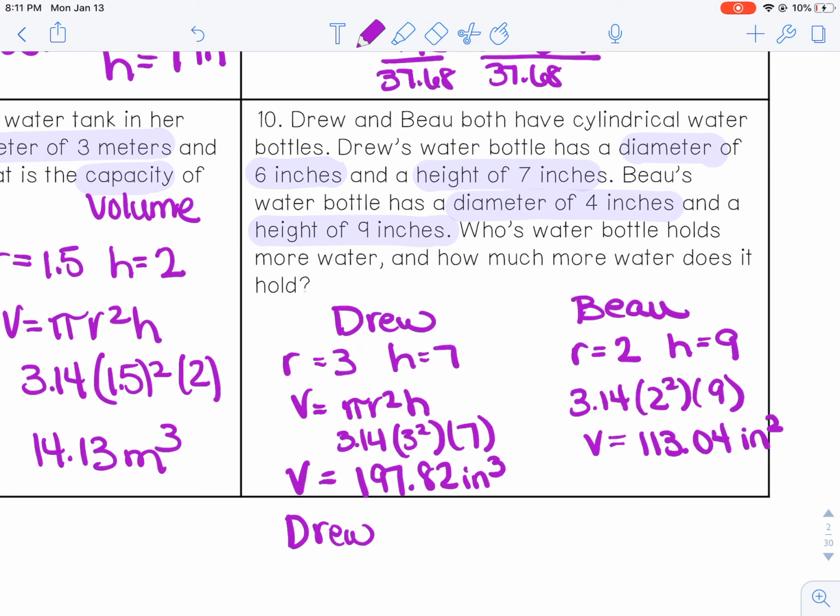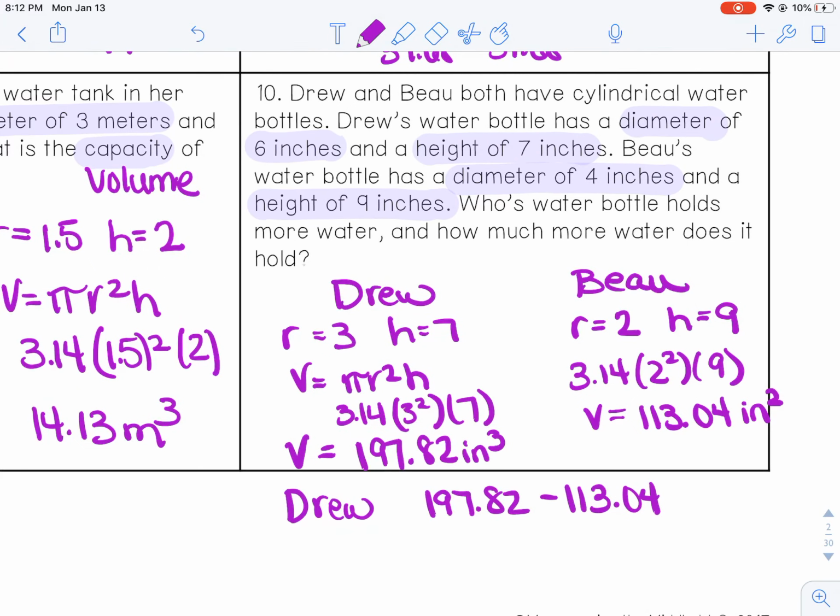So do I add, subtract, multiply, or divide the two volumes? To find out how much more Drew has, I need to subtract. So I'm going to take 197.82 and subtract 113.04. I'm going to get an answer of 84.78 cubic inches of water. Oops, I put a 2 over there. I meant a 3. All right, and that's how much more Drew's water bottle holds.